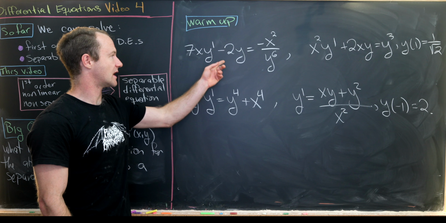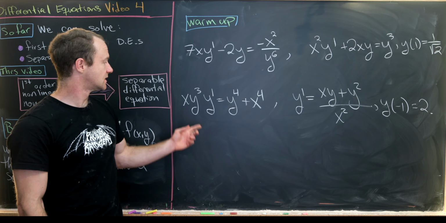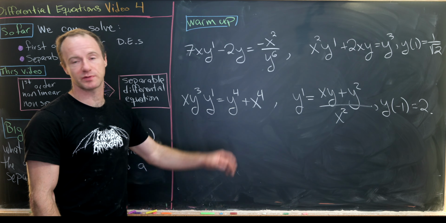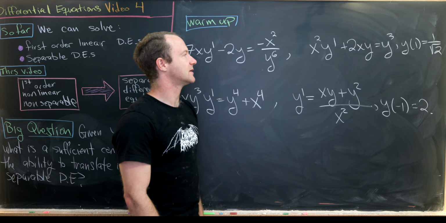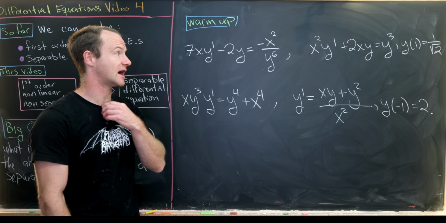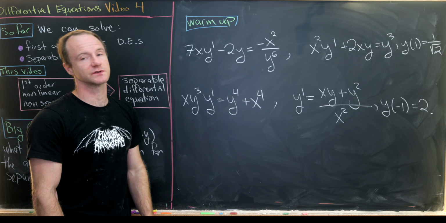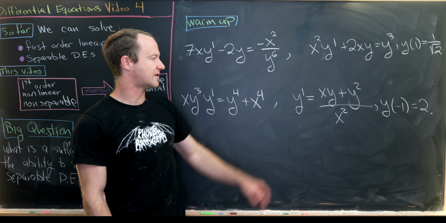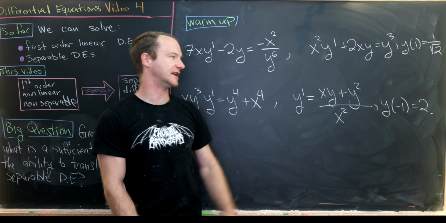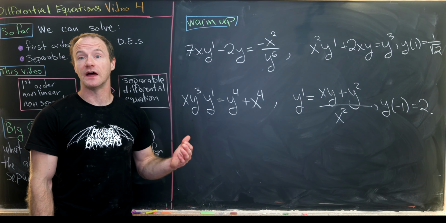We have 7xy prime minus 2y equals minus x squared over y to the 6. We have xy cubed times y prime equals y to the 4th plus x to the 4th. Next up is x squared times y prime plus 2xy minus y cubed. We've got an initial condition of y of 1 equals 1 over root 2. And then finally, y prime equals xy plus y squared over x squared, with an initial condition of y evaluated at -1 equals 2. And that's a good place to stop.